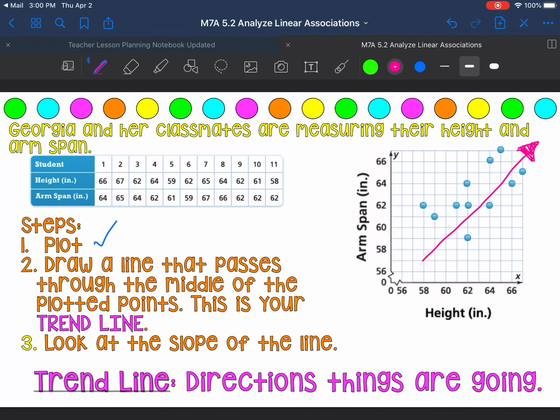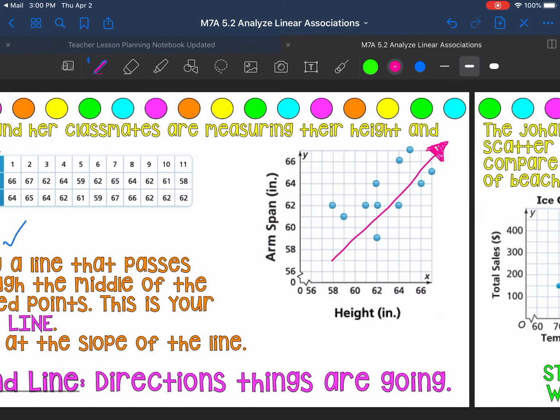So our trend line is the direction things are going. So in our arm span and height comparison graph right here, we see that the trend line is going upwards in a positive motion. So that is all a trend line is. You're just going to draw a line so you can better see the direction of your points.